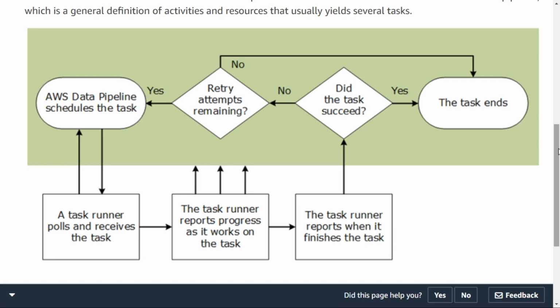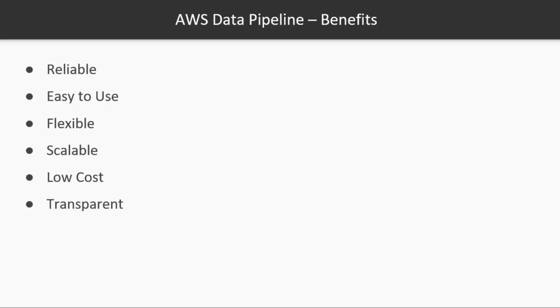If the task succeeds, the task ends. If the task does not succeed, then AWS Data Pipeline attempts a retry. The Task Runner reruns the failed task, and when it finishes, it updates the status to the AWS Data Pipeline service, which in turn finally marks the task as completed. Here are a few of the benefits of using the AWS Data Pipeline service. It is reliable, easy to use, flexible, scalable, has low cost, and is transparent.